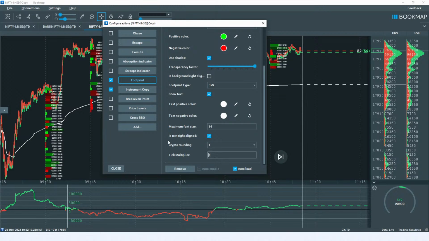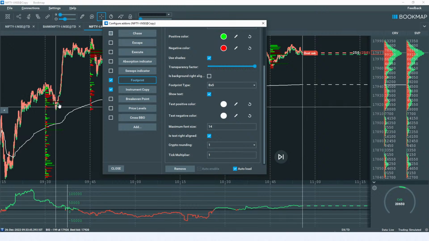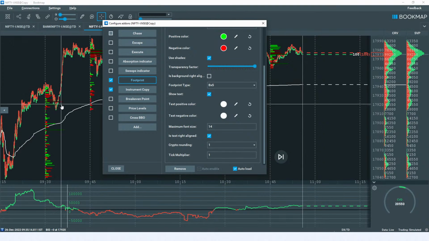If I make it 1, it will only consider one tick. You can see there is an immediate change in the appearance of the footprint. So it considers one particular tick, and within that one tick what happened, that information will be plotted.